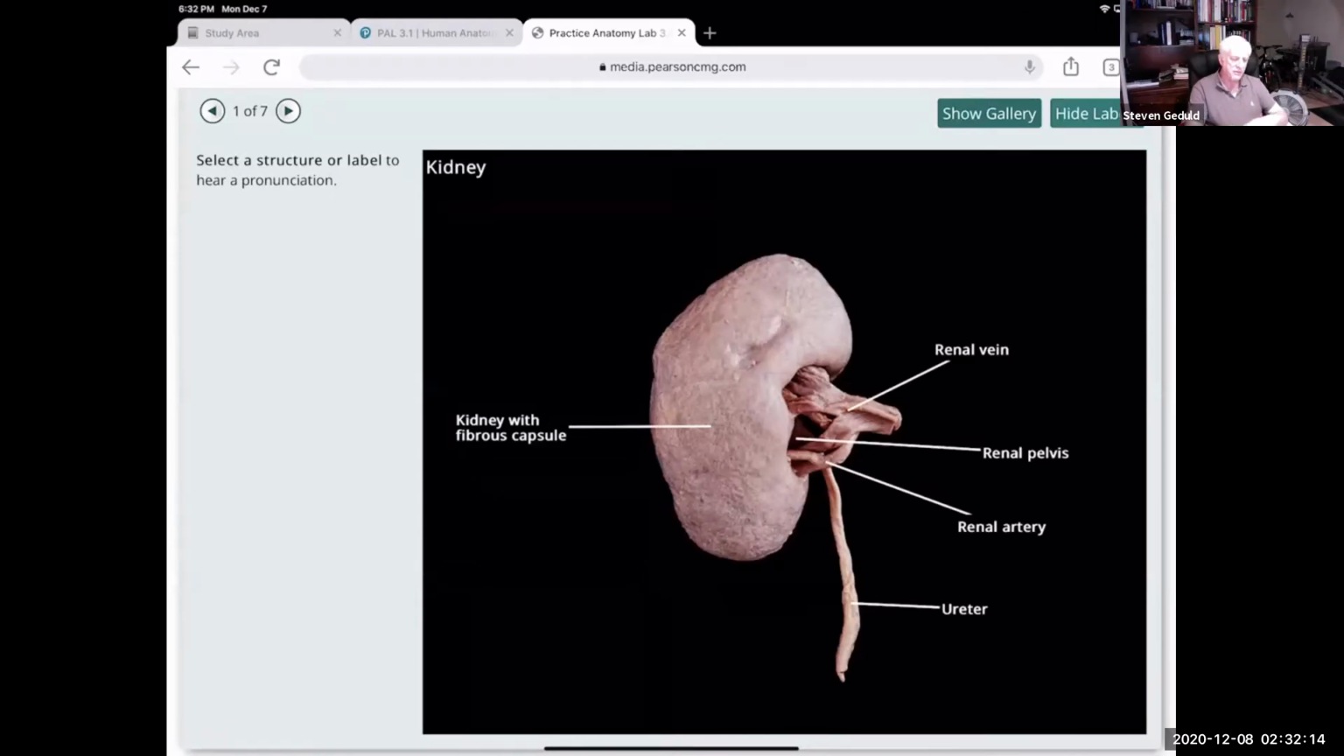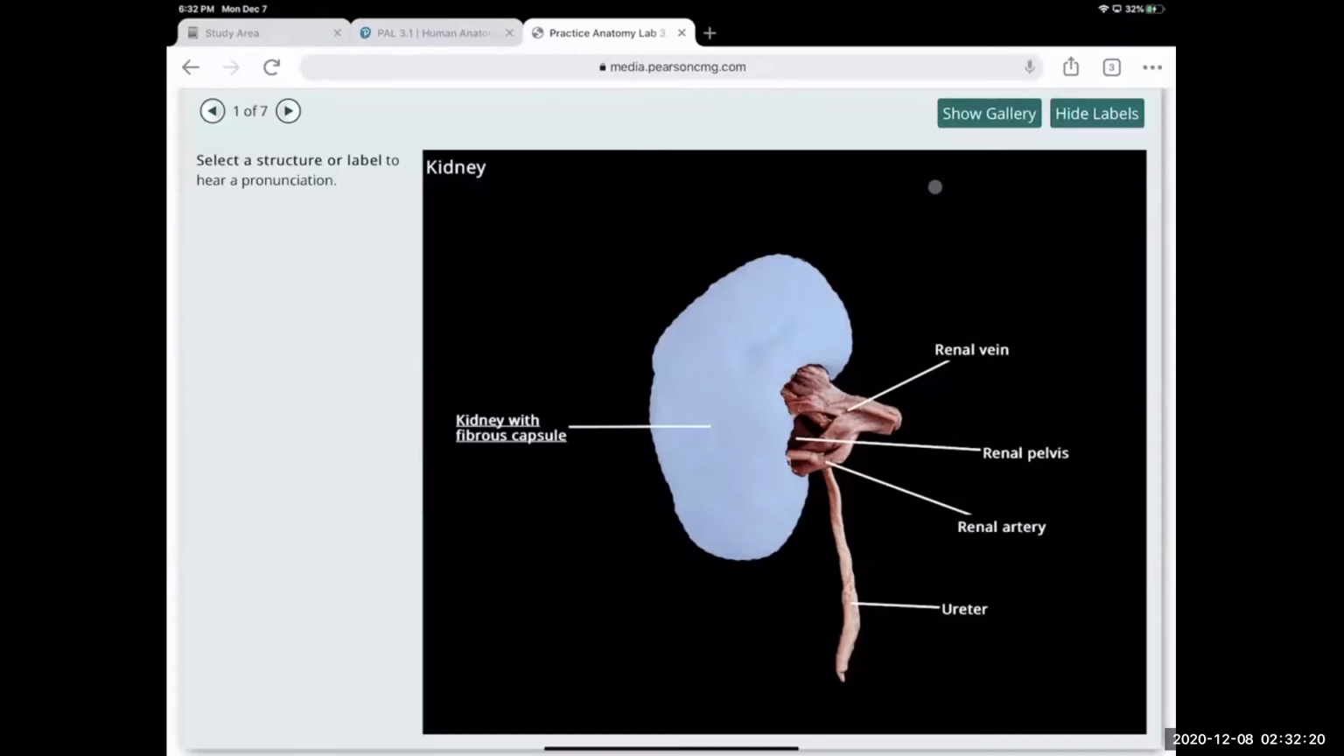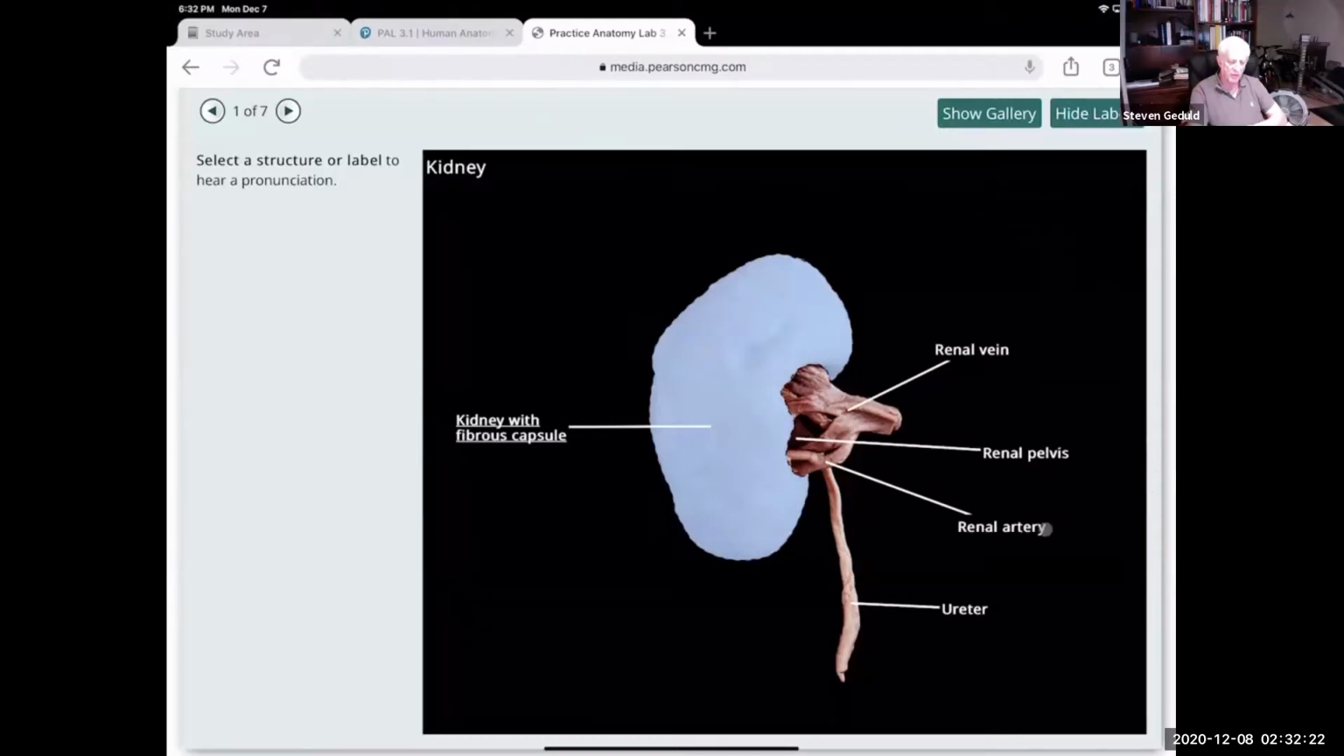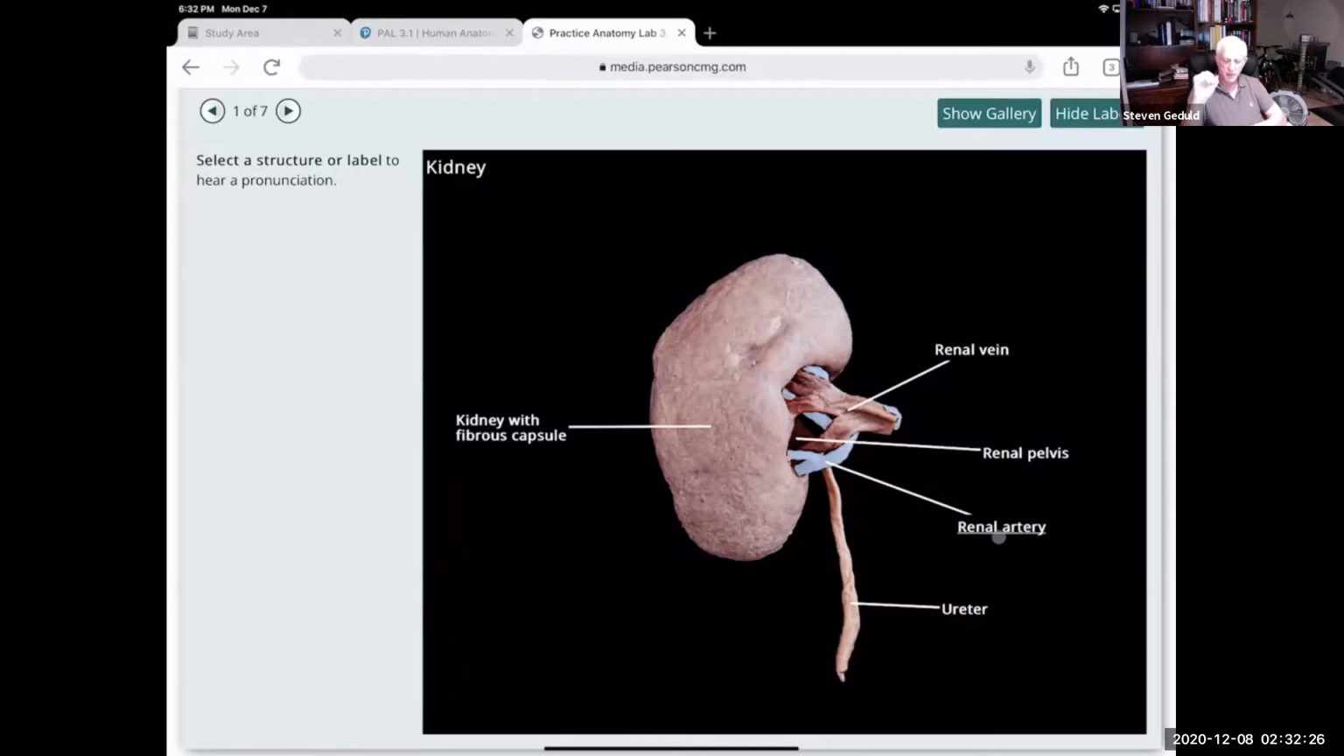You can see the kidney. There's the main organ there. This is your kidney, the big blue thing right there. You have a renal vein and a renal artery. The renal arteries are more round. If you look at them, they're more cylindrical because they're high pressure. Veins are low pressure, so they collapse a little bit more.